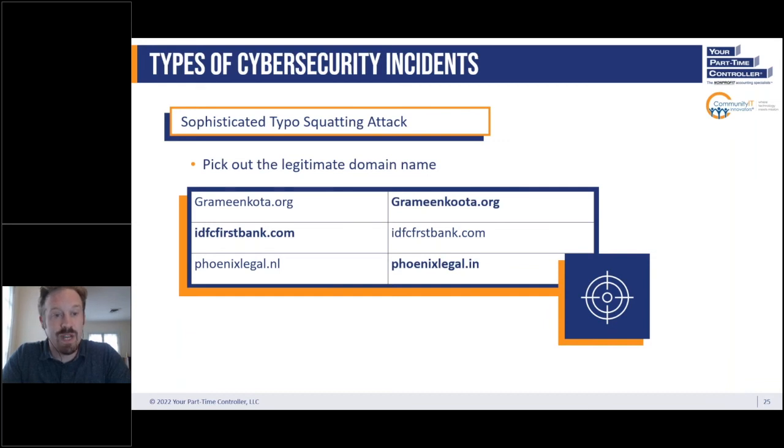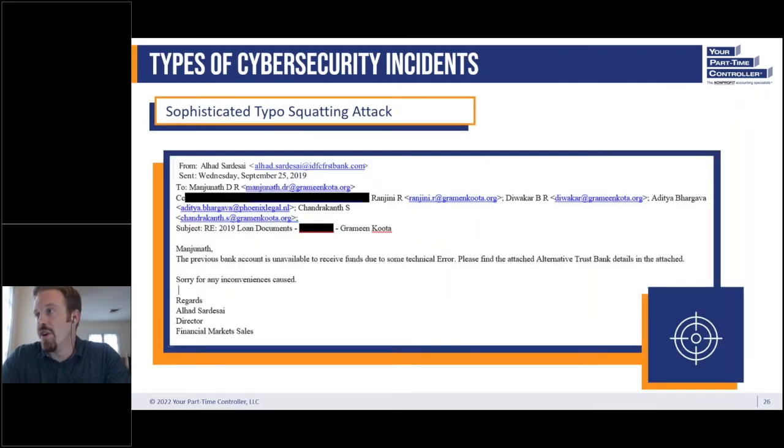So Grameen Kota, there's an extra O. ID First Bank, we're missing an I in that second one. And then Phoenix Legal, they simply registered a domain name in India instead of the Netherlands. So there's lots of care and attention that was put into this, and we can see that the payoff would have been 8 figures. So again, we've got those examples of a very sophisticated attack.